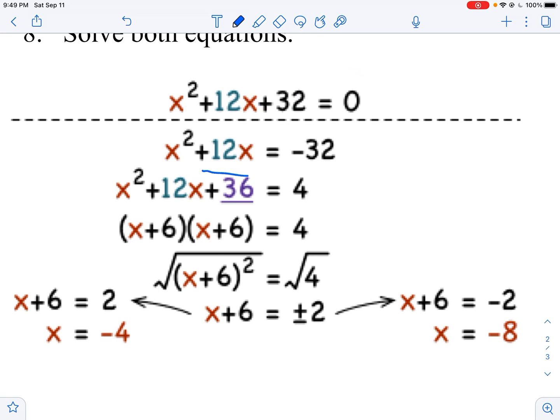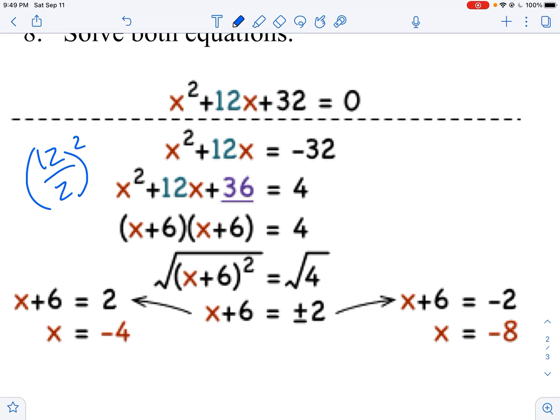And then you take the b term of the quadratic, you cut it in half, and you square it, and you add that number to both sides. Half of 12 is 6. 6 squared is 36, so you add 36 to both sides of the equation. Negative 32 plus 36 gives you 4. And on the left side, you got this plus 36.